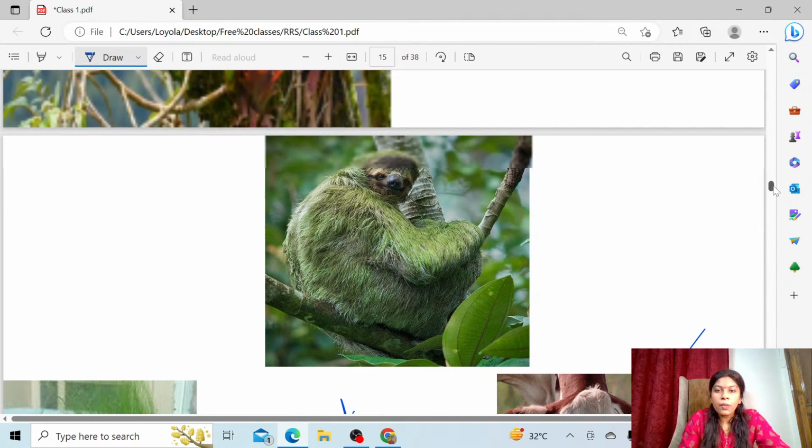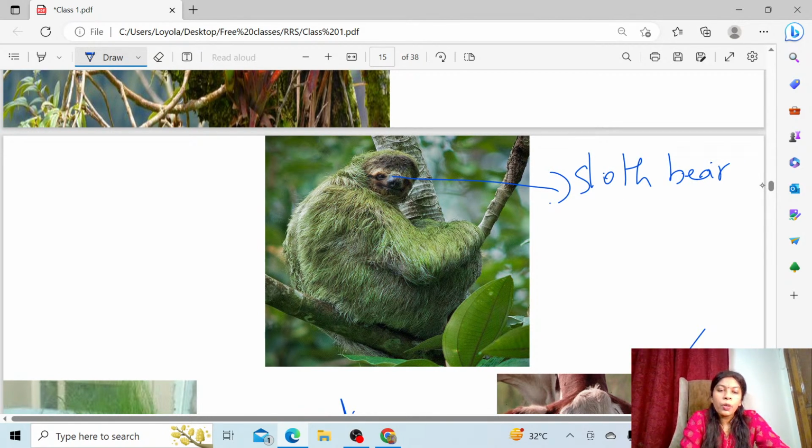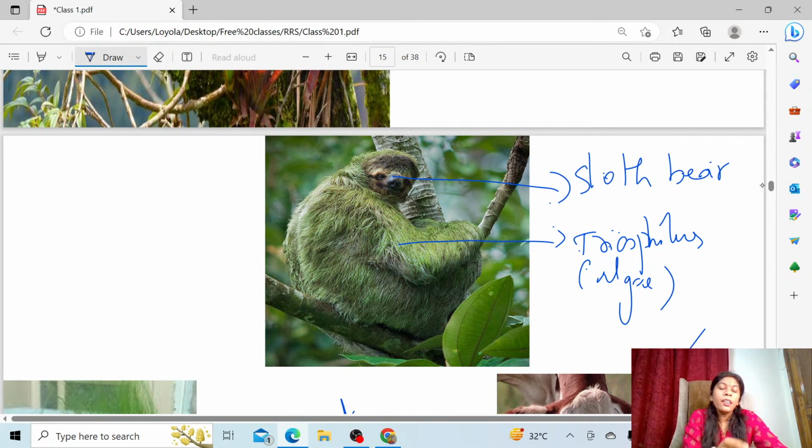Same way you can see this. This is sloth bear. We call them sloth. I hope you have definitely seen them. In their hair, you can see the hair is not green in color initially, but this is because of the presence of trichophilus. No need to remember the name, but it's again an algae, a green algae which lives in the hair of the sloth bear. So in this way they are getting access to sunlight. So these all are examples of commensalism only.